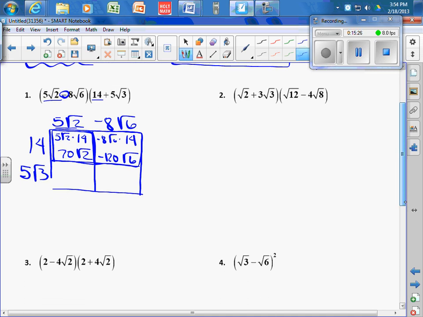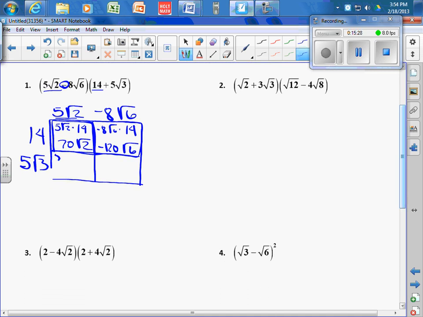Then I'm going to take 5 radical 2 times 5 radical 3. Numbers outside stay outside, 25. Numbers inside stay inside, radical 6. Nothing I can do to simplify that one. And then negative 8 radical 6 times 5 radical 3. Negative 8 times 5 is negative 40. I get radical 18. But the radical 18 can be simplified. So we've got to take negative 40 times radical 9 times 2, negative 40 times 3 radical 2, negative 120 radical 2.